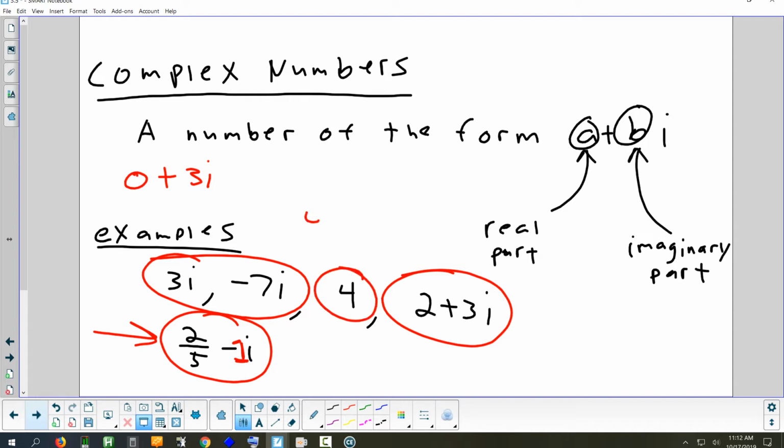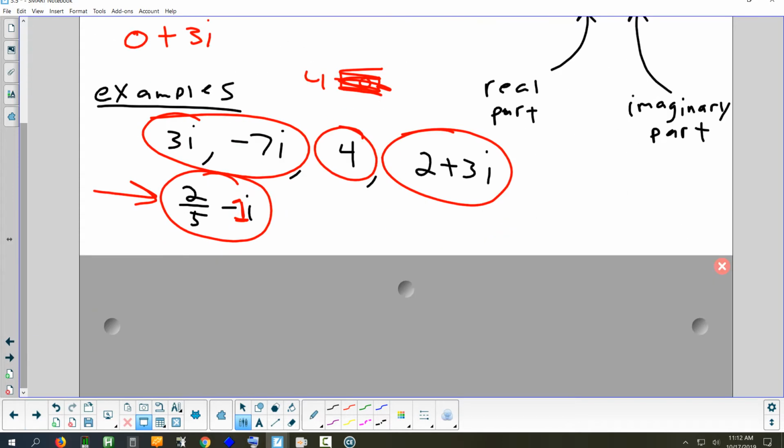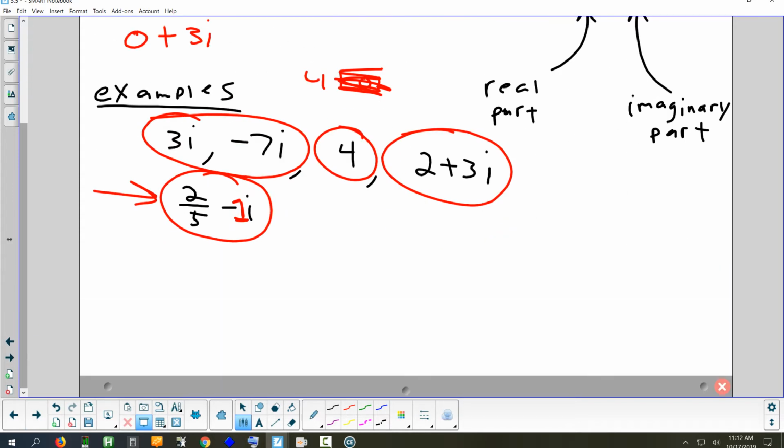This one right here, we just call a real number. What's the imaginary part there? Nothing. It's like 4 + 0i. Same idea. If part of it is 0, we normally don't even bother with it. We just write the part that's not 0. Okay? So that's a real number. Questions on that?